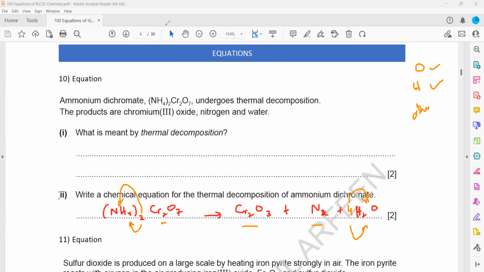The reason why I did not put 2 here with chromium is because I need 7. If I put 2 here, that will also make 7 oxygen. But the thing is, when I was putting 3 here and 4 here, it was balancing hydrogen as well. So with one number, I was balancing two of the elements. That's why we prefer that one.